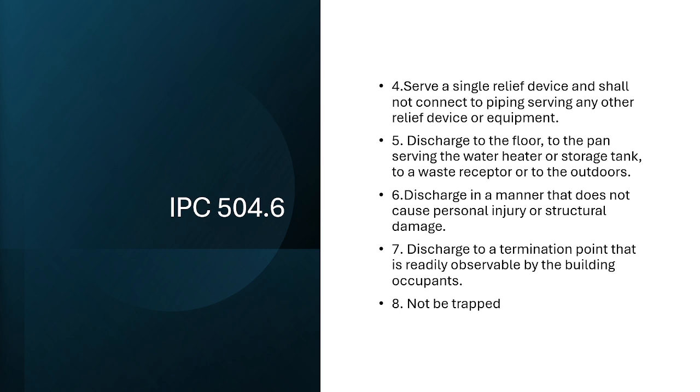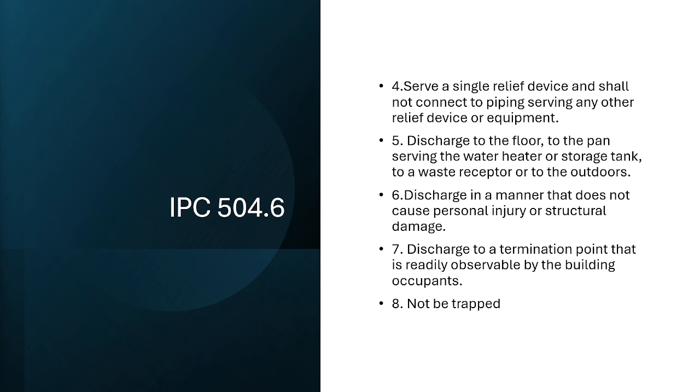Point number 7, discharge to a termination point that is readily observable by the building occupants. What does this mean? You'll see these ones that pipe outside. When you're replacing units, sometimes you might find them piped to the crawl space. That is a no-no. Crawl space is not readily observable. You have to be able to observe it without opening a door and climbing in or putting a flashlight on. It has to be readily observable by the building occupants. If that thing is leaking, they should be able to notice it. So that air gap to the outdoors, someone walks past it, they see water coming out of there, they know there's a problem.